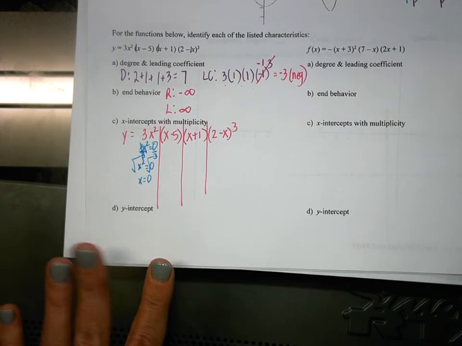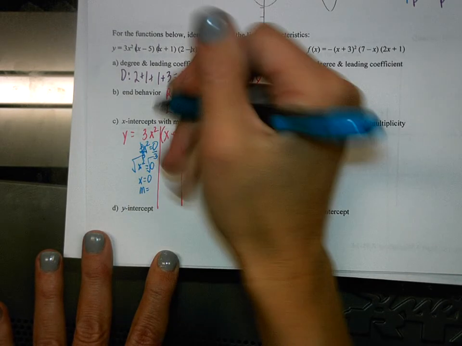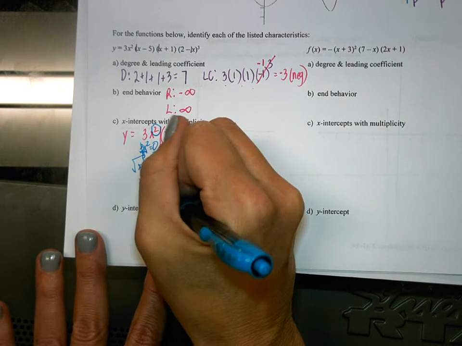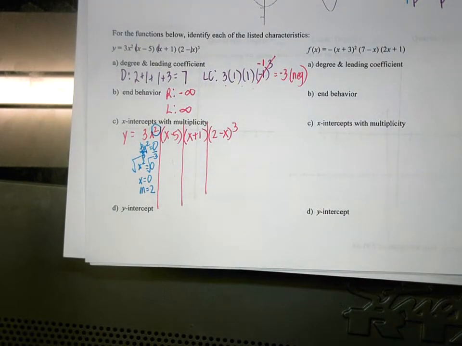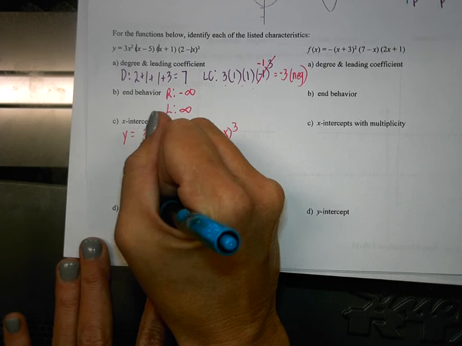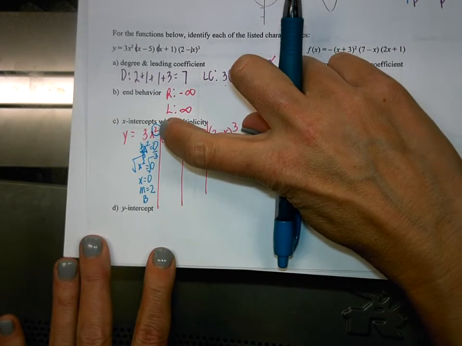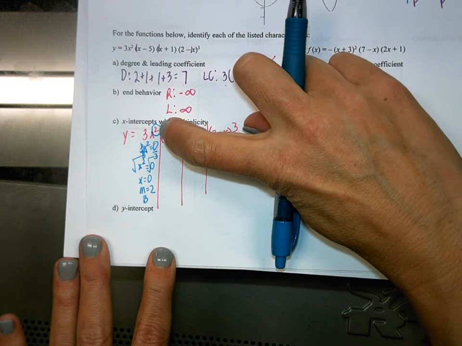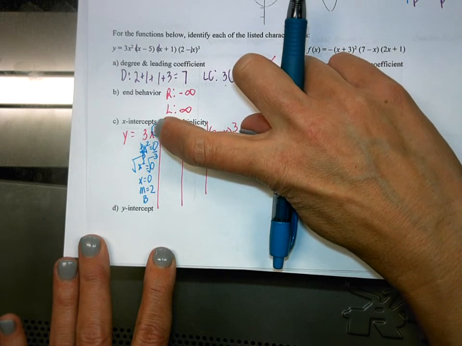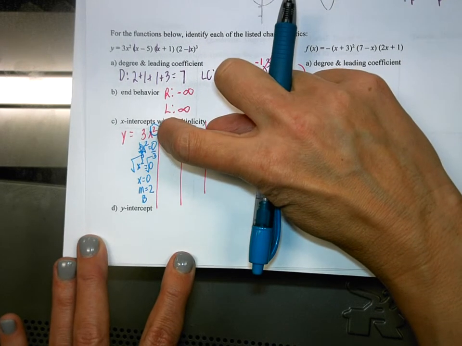What is this multiplicity? This multiplicity is 2. And because it's an even number, that means it's going to bounce. I'm going to put a B to remind me that it bounces. The multiplicity was 2 because this was to the second power. If this would have been to the third power, it would have been a 3. So your multiplicity comes from how many factors there are.